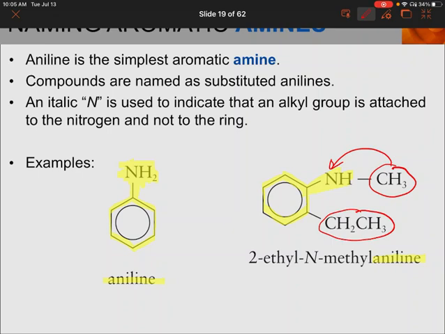So the way we're going to name this is, let's see, we want to indicate where the ethyl group is on the benzene ring. Now the nitrogen is going to automatically be on carbon 1. So then we're going to number the ring so that ethyl has the lowest number possible. So that's 2-ethyl. Now the methyl group is on the nitrogen, so we're going to call that N-methyl. And then we want to make sure that we're alphabetizing, so ethyl comes before methyl. So the full name is 2-ethyl N-methyl aniline.